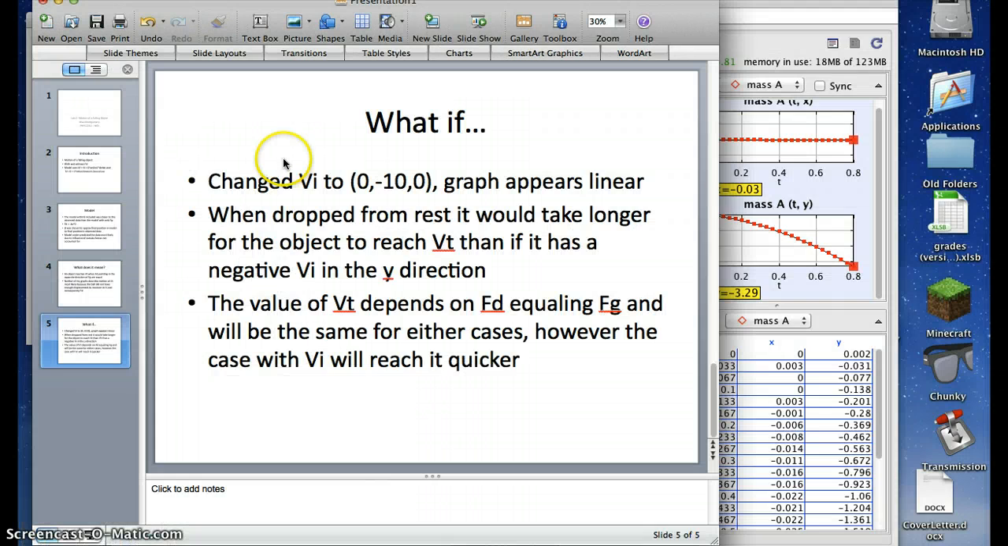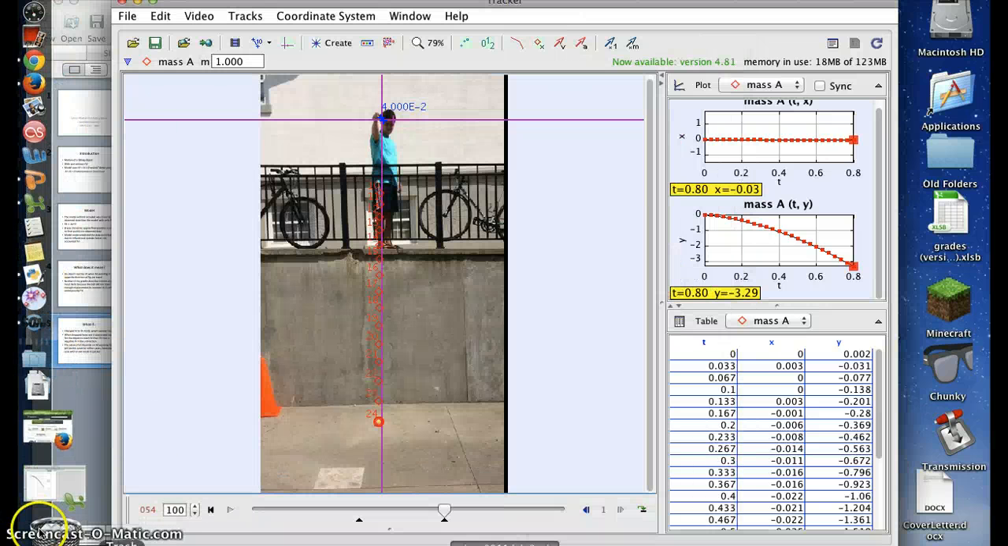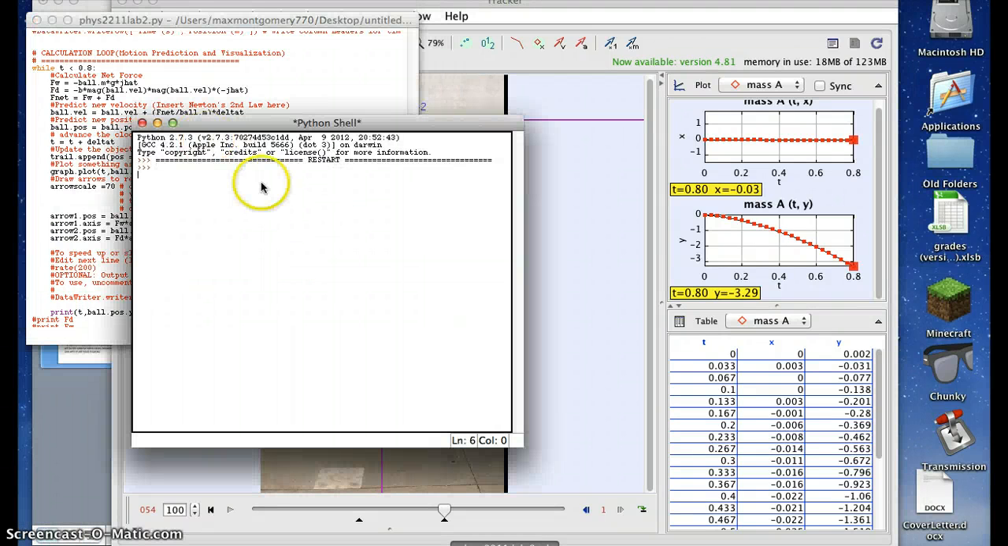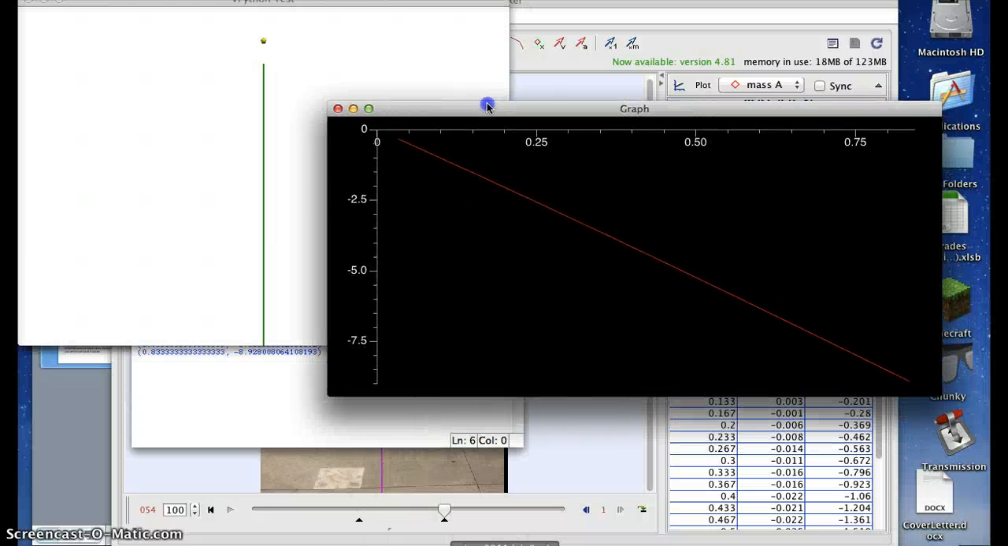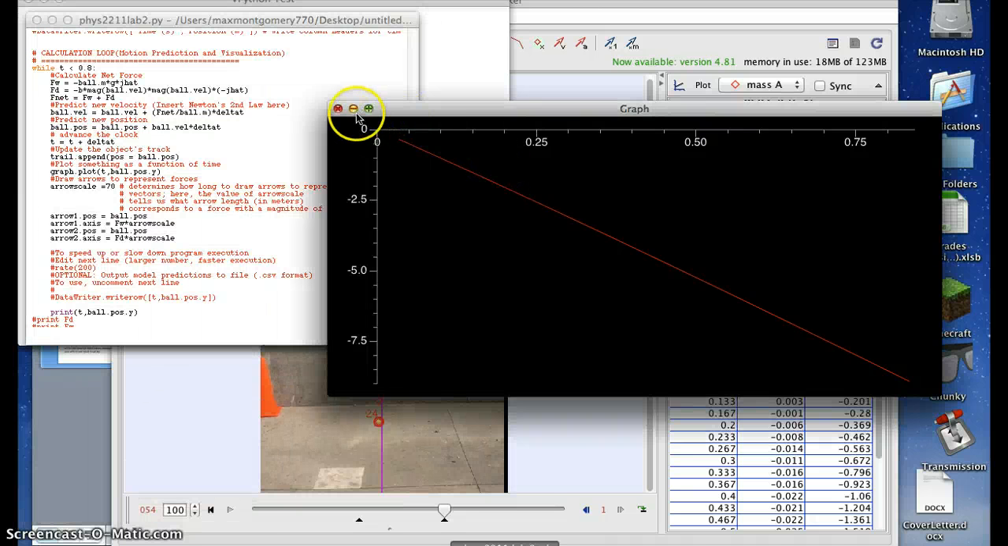So if I were to give this object an initial velocity instead of dropping it from rest, we can model that with the Python code. You can see here that it's very linear. I gave it an initial velocity of 10 meters per second in the negative y direction, and printing out the values, you can see it's pretty consistent between the values. There's not really change. So I'd say it reached terminal velocity with that input.